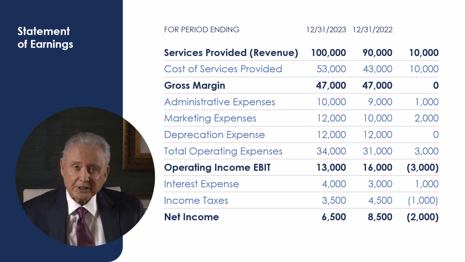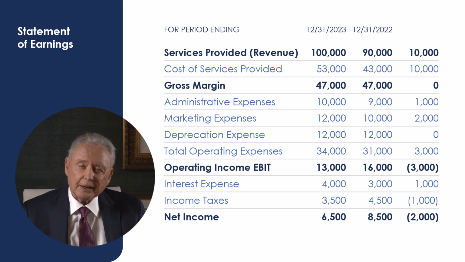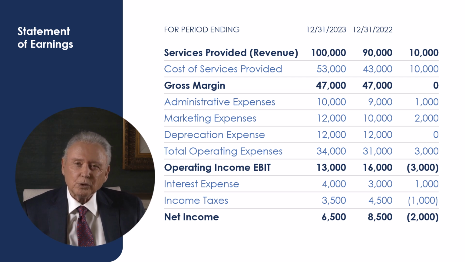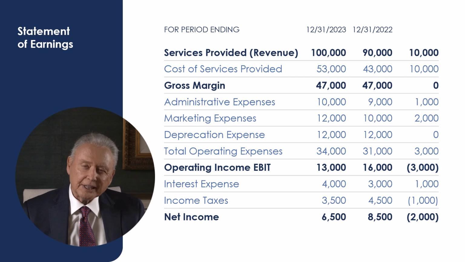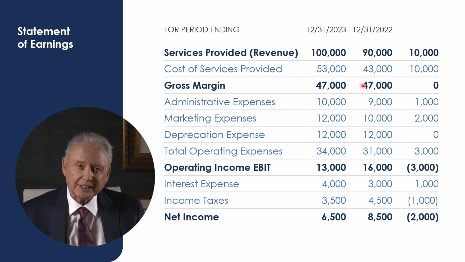In this slide, we see what we call comparative income statements. Data shown this way allows us to compare the operating results of the current year and the previous year. Here what we see is that sales of the most recent year, 2023, are $100,000, a $10,000 increase over the previous year of $90,000. However, cost of services provided are $53,000 versus $43,000 of the previous year, meaning gross margin is the same for both years, $47,000.